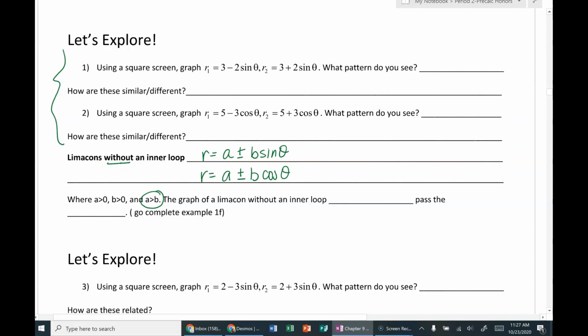The graph of a limacon without an inner loop does not pass the pole. So when you're graphing it out on your calculator or on Desmos and you're starting to sketch it out on your paper, do not go through the center. So now let's go to 1F.